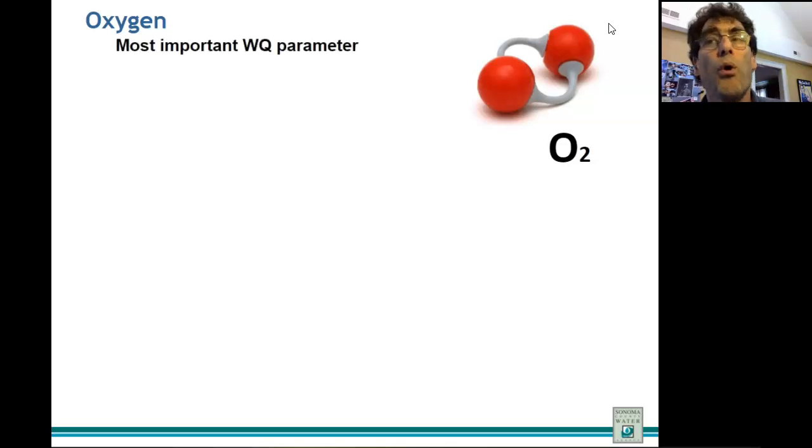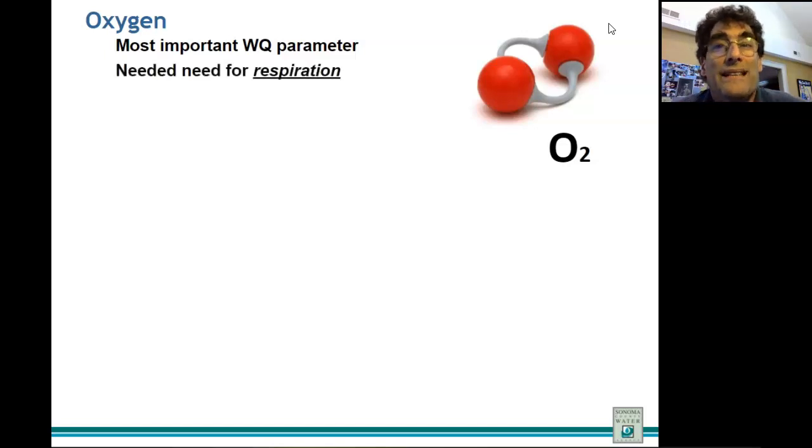So it's the most important water quality parameter. It's the most important one. It's the one, like I said, all the other ones are important because they affect oxygen levels. And all organisms need it for respiration, right? So if you don't have oxygen, then there's just no respiration. Sure, there are anaerobic living things, and they live down in the lakes and streams, but they're way in the bottom under the mud. We need oxygen for almost everything that we can think of, except for some bacteria.